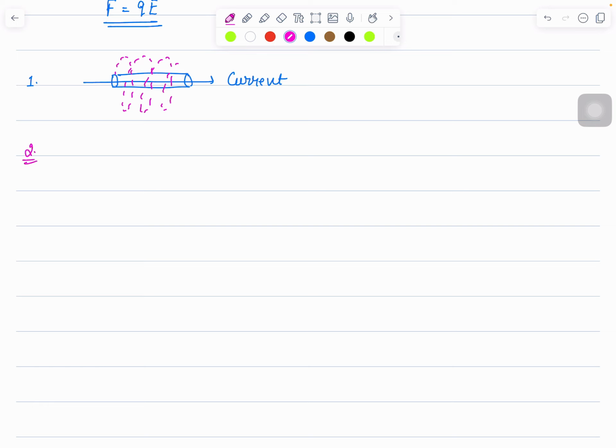What is the opposite of this? Can I say change in magnetic field can produce current? Just try to understand. Change in current gives you magnetic field. My question is, can change in magnetic field give you current? And the answer is yes.